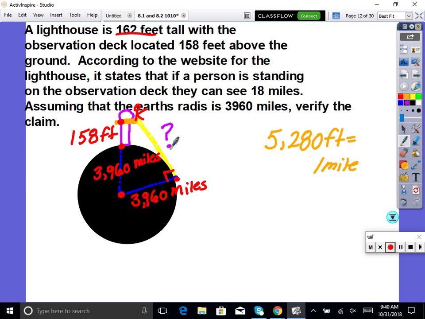So my true statement would be this squared plus this squared equals this squared, right? 3,960 squared plus question mark squared equals. Now notice this one's in miles and this one's in feet. You can't just add them up or else you're saying 158 miles. So, fun fact for you: there's 5,280 feet in 1 mile. So to convert 158 feet to miles, we would divide it by 5,280.